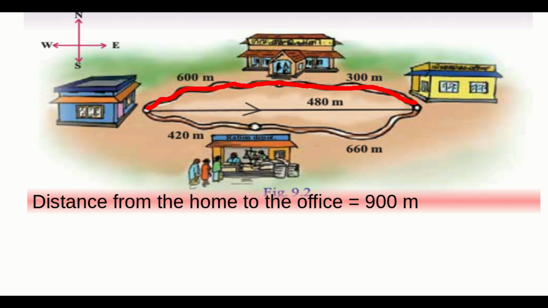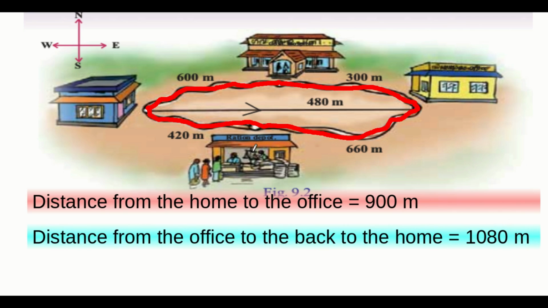Then in the evening, he is going back. He travels 660 meter and reaches a ration shop. Then he again goes back to home. After traveling 420 meter, he reaches his home. Then in return, the total distance he traveled is 660 plus 420. Total distance is 1080 meter he traveled. Then the straight line distance between his office and home, this office to home, is 480 meter.